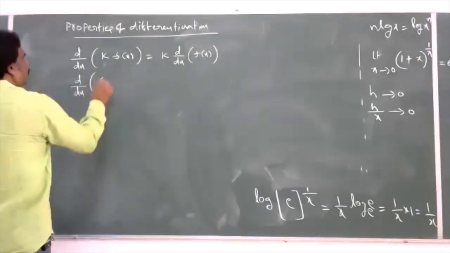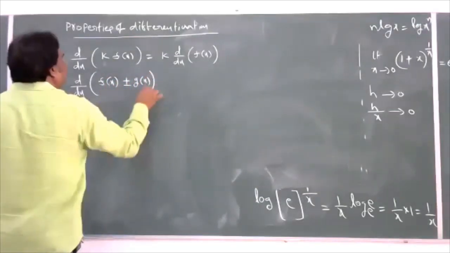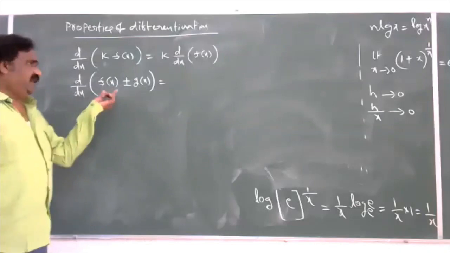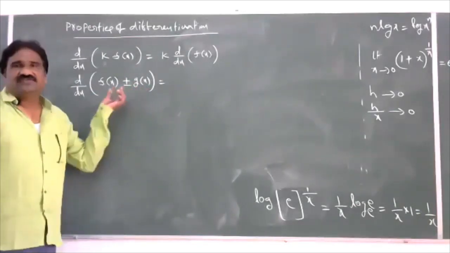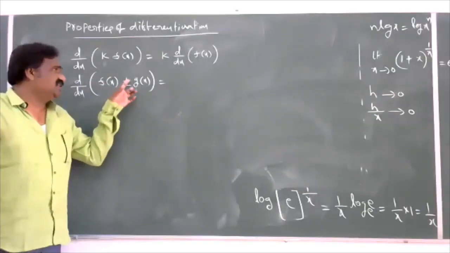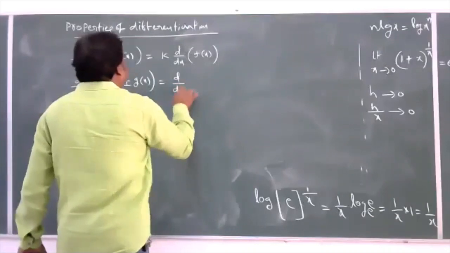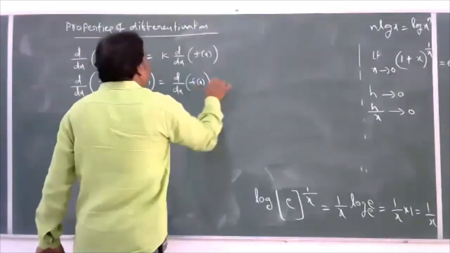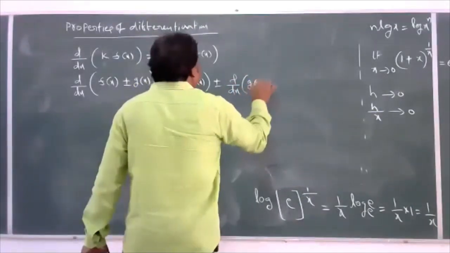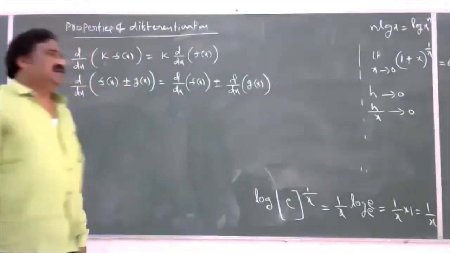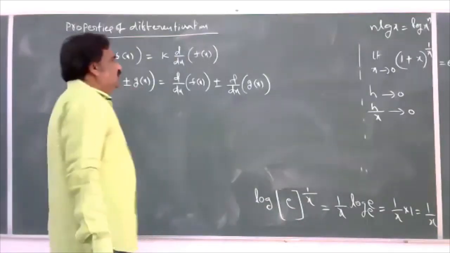d by dx of f of x plus or minus g of x. Here f of x is a function and g of x is a real valued function. In those two functions, the connection is plus or minus. That is d by dx of f of x plus or minus d by dx of g of x.